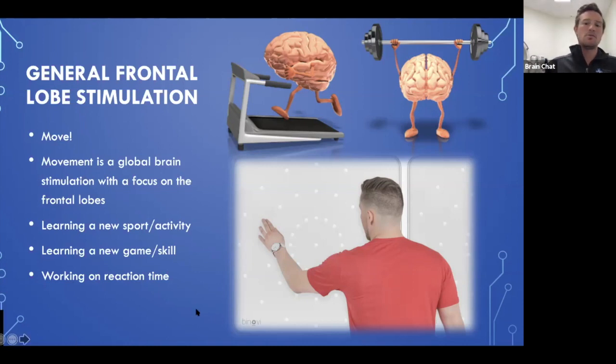So this is a company called Binovi. They're located in Canada, great company. And this is a great tool that they use to help increase reaction speed time and engage the frontal lobes. So you can find them online as well. But the most general, simplest way is to start moving.